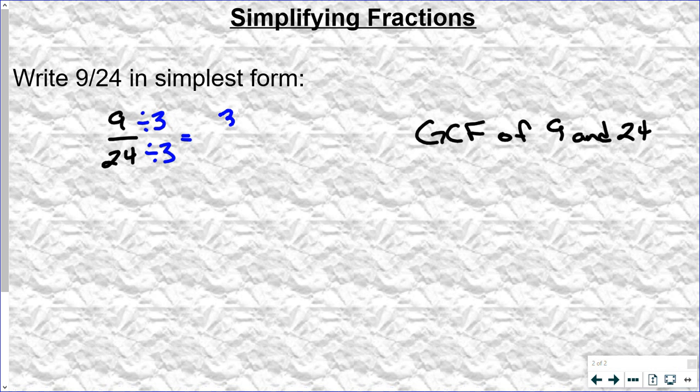So 9 divided by 3 is 3. 24 divided by 3 is 8. These don't have any other common factors besides 1, so it can't be simplified any further. And by the way, 3/8 and 9/24 are equivalent fractions. They're equal to each other. 3/8 is just written in a simpler form. All right, so that's all there is to it.